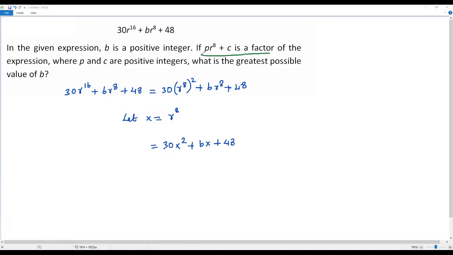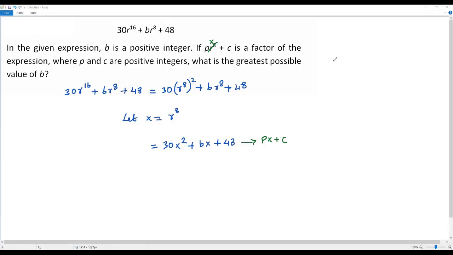Now let's consider the information we have over here. That is, p times r to the power of 8 plus c is a factor of the given expression. And we have taken x equals r to the 8th power. So we can replace this r to the 8th power by x. Then we get px plus c. When p times r to the power of 8 plus c is a factor of this expression, then px plus c is a factor of this quadratic expression over here. Let me write it: px plus c, and also this p and c are positive integers. Clearly, this px plus c is one of the linear factors of this quadratic expression. So this quadratic expression is factorable.